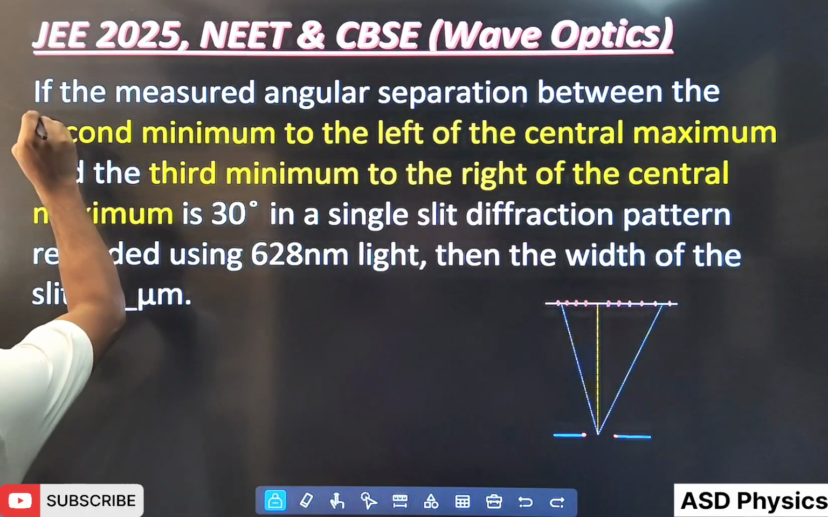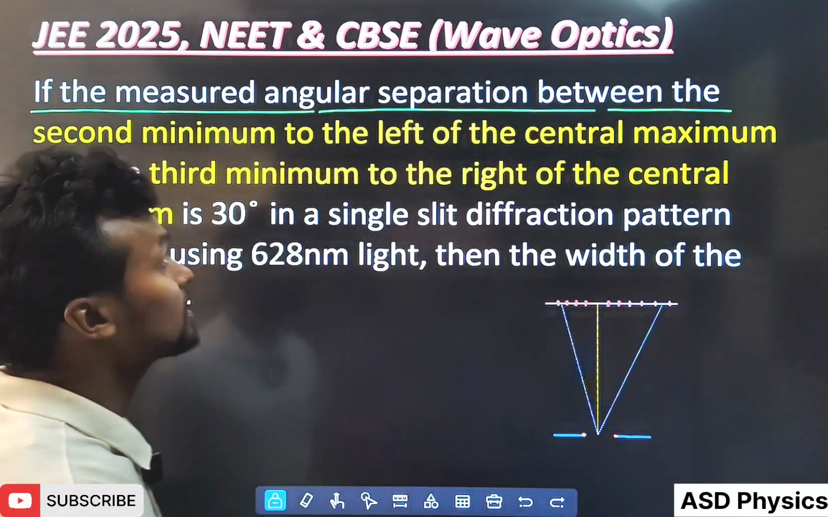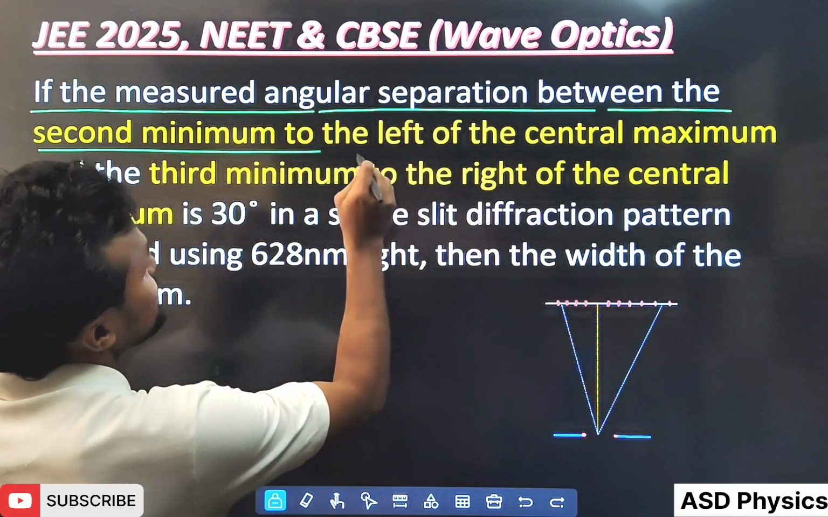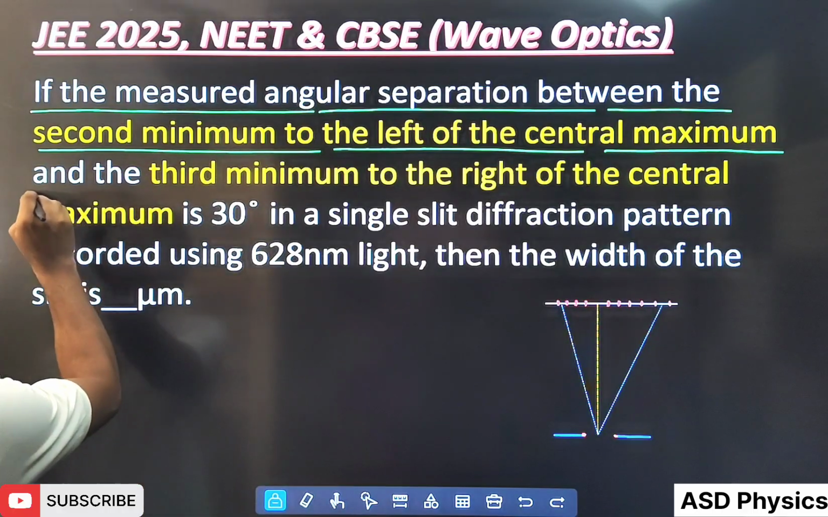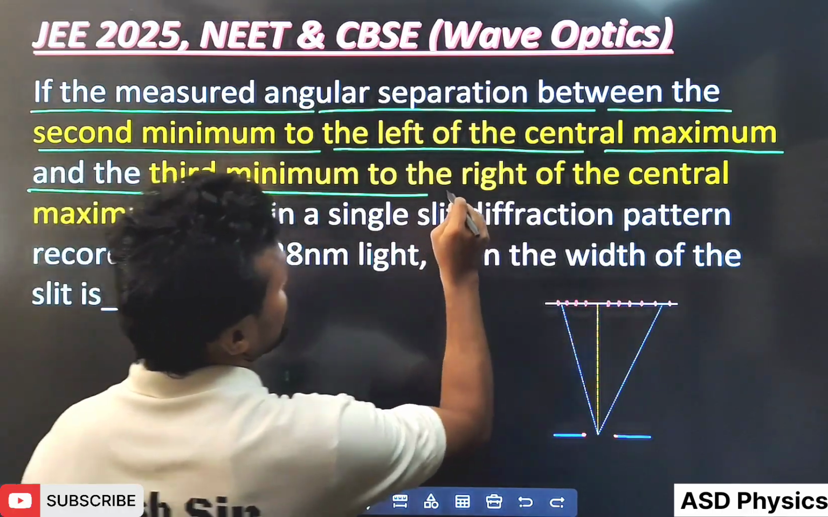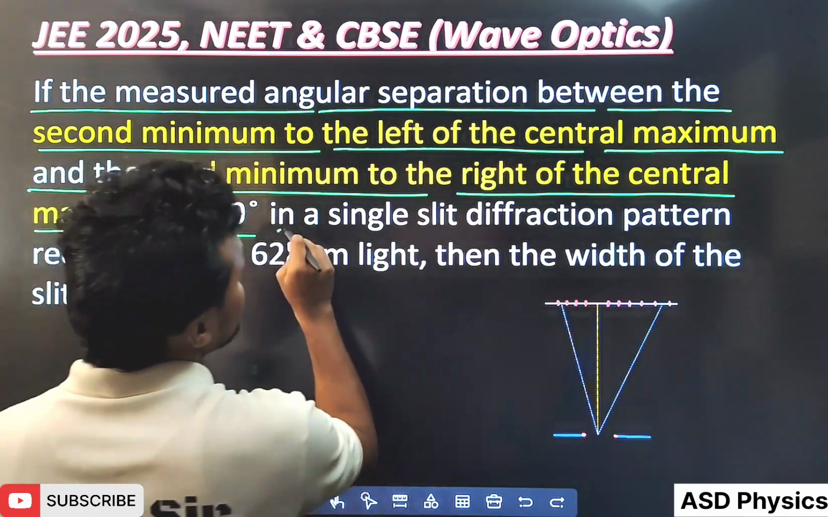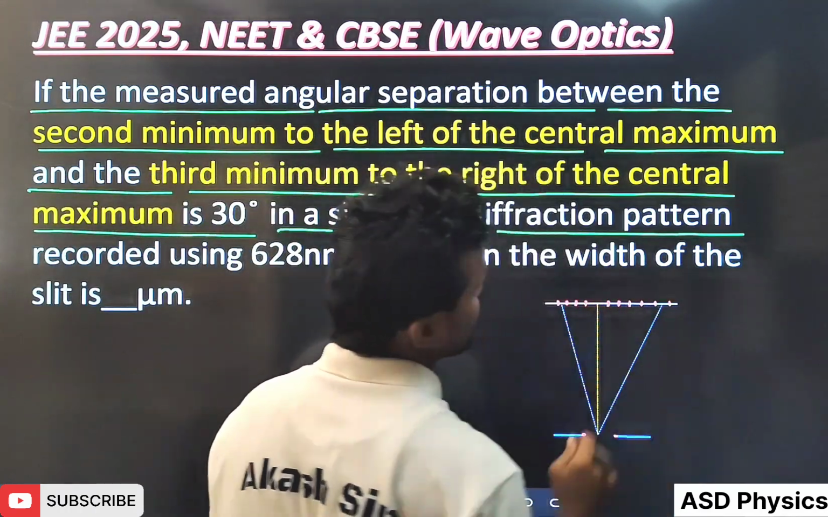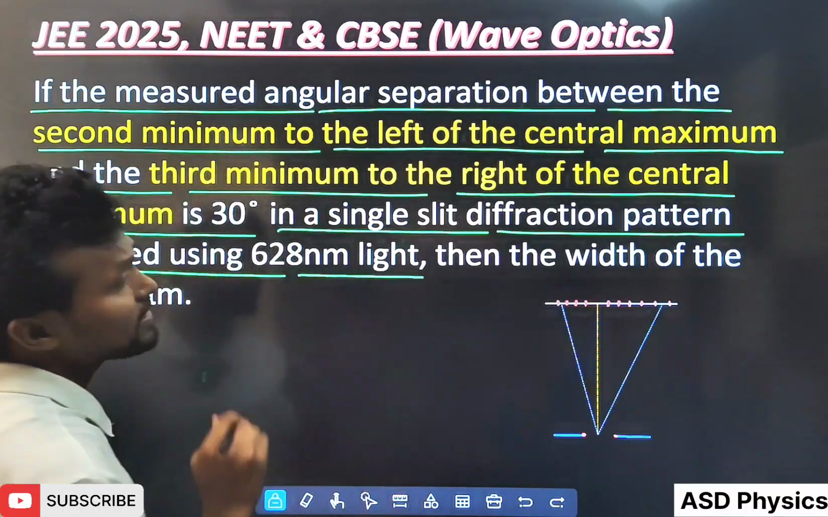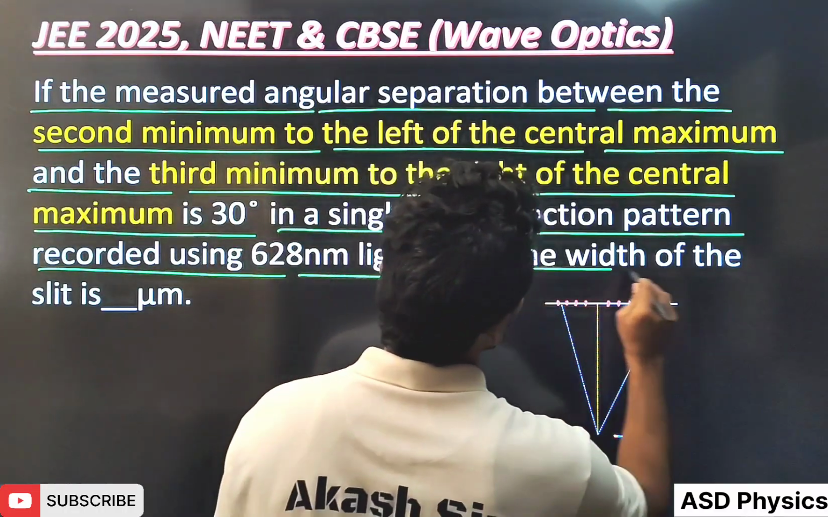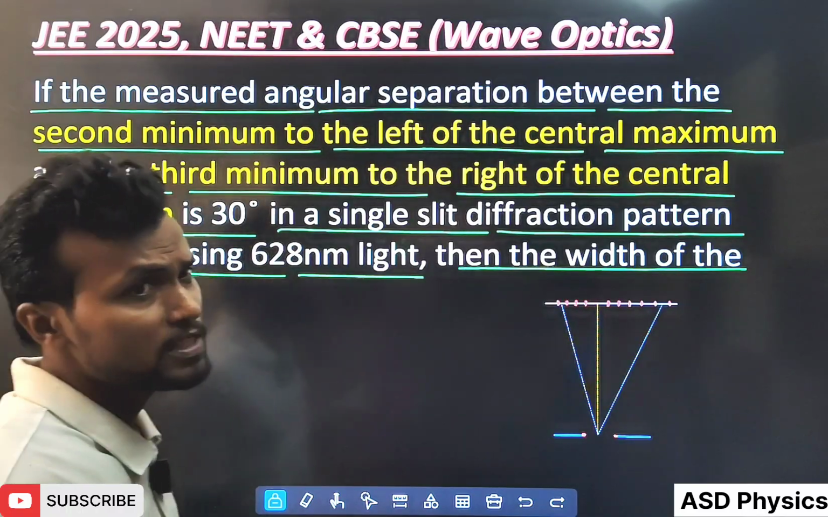Okay, so the question is: if the measured angular separation between the second minimum to the left of the central maximum and the third minimum to the right of the central maximum is 30 degrees in a single slit diffraction pattern recorded using 628 nanometer light, then what is the width of this slit? Here we have to give it in micrometers.